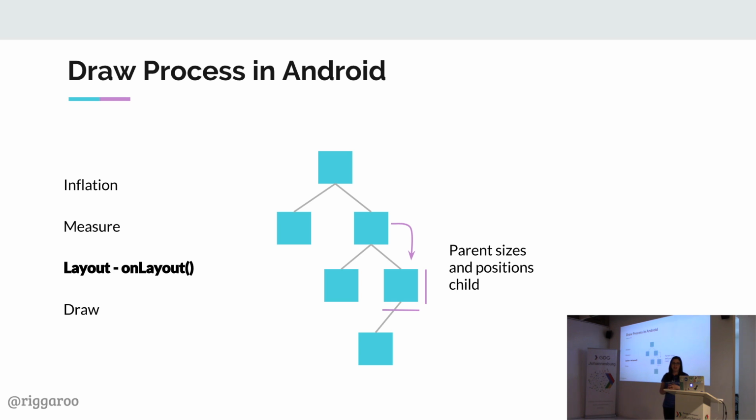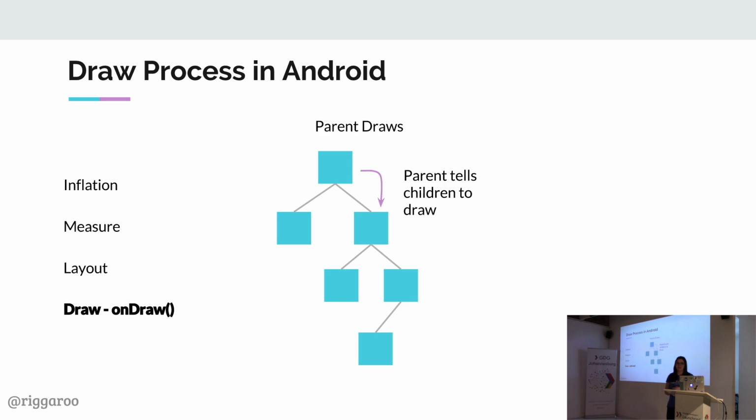Then the next step is that it'll go and size and position the child. Every parent will go and say, for all my children in my view, I need to go and size it and lay it out on the screen. And then what happens is the draw phase. This is when it gets rendered on the screen. So the parent then knows exactly where and how big the elements on the screen should be.